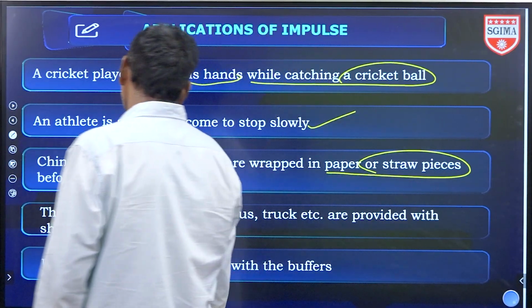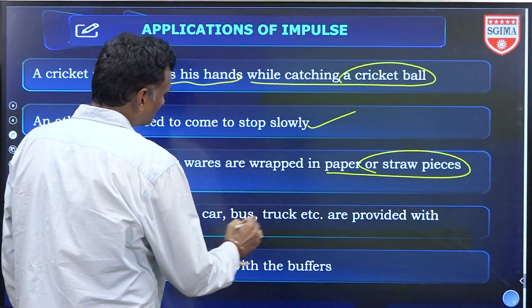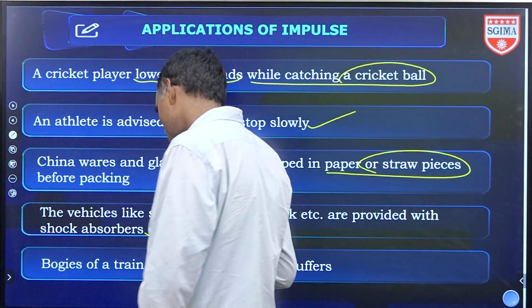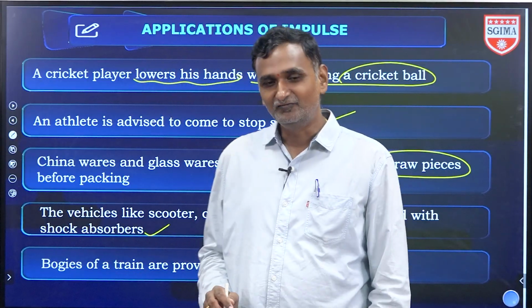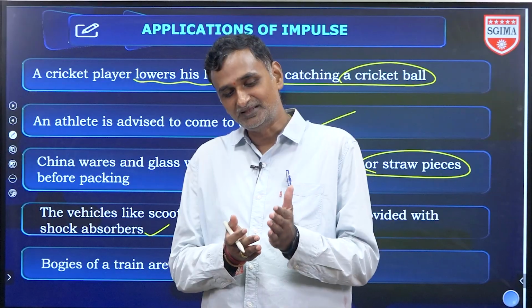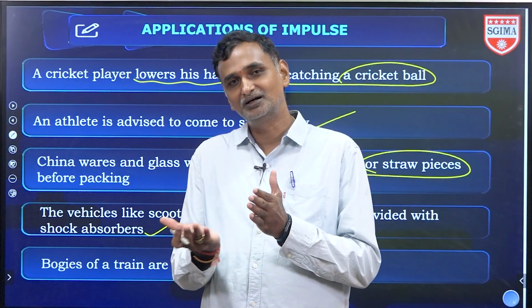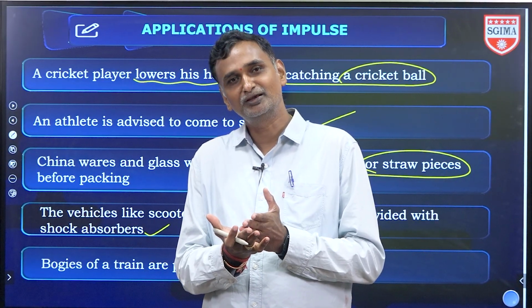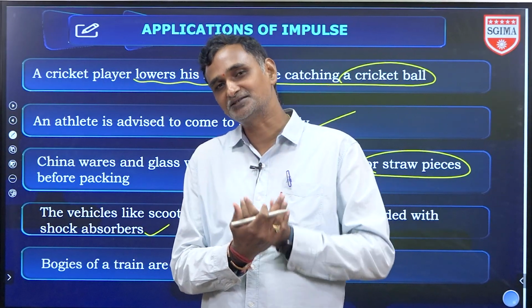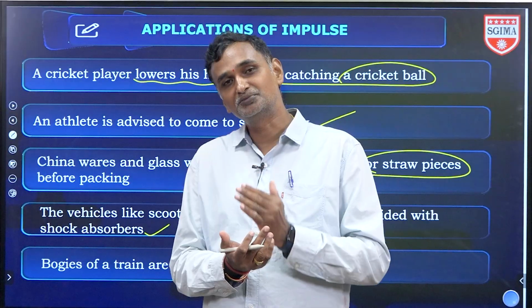Next, vehicles like scooter, car, bus, truck, etc. are provided with shock absorbers. It is very important. When a vehicle is ridden by a person and the wheels hit obstacles on the road, that hit will not be transferred directly onto the person because of the shock absorbers.